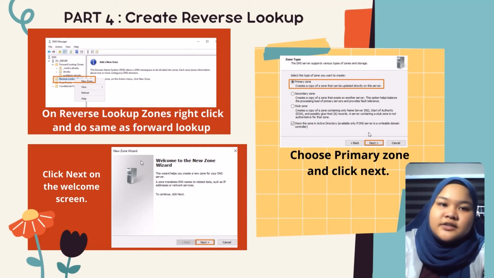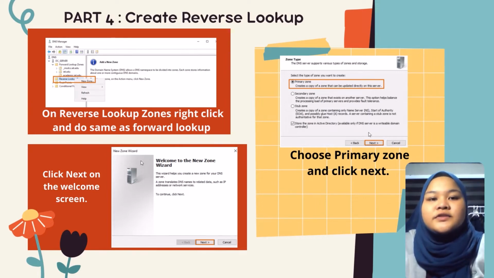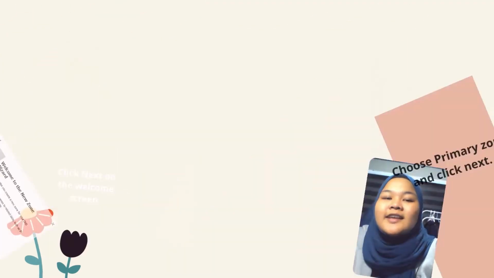Hello and Assalamualaikum. My name is Farizan Bin Salleh. I will continue task 1 part 4, create a reverse lookup zone. On reverse lookup zone, right click and do the same as a forward lookup. Click next on the welcome screen, choose a primary zone and click next.